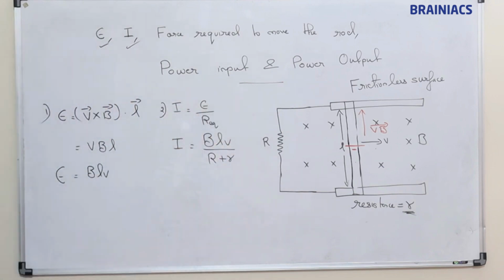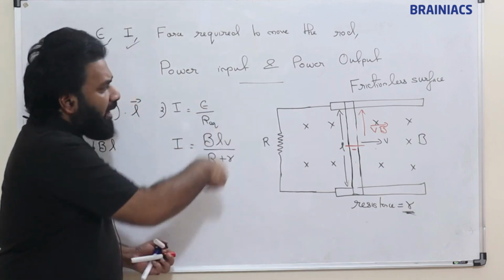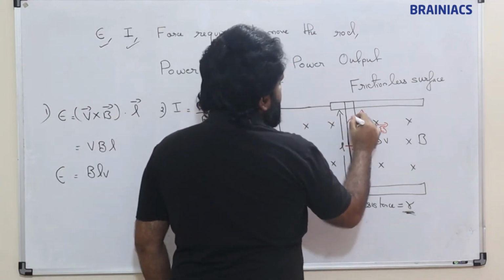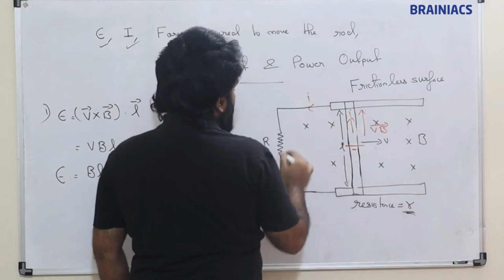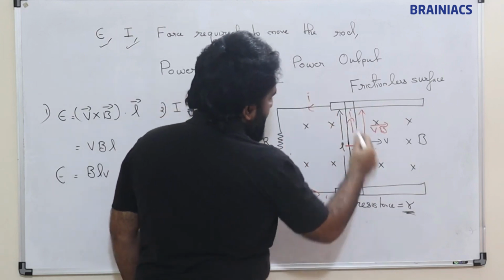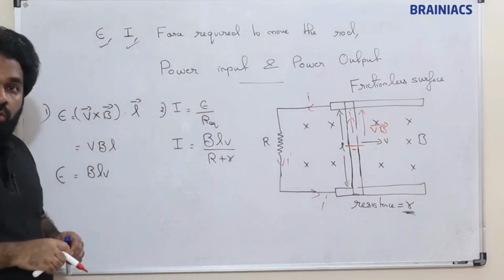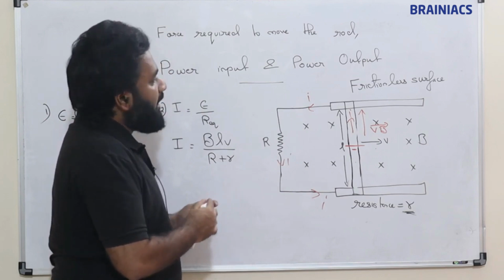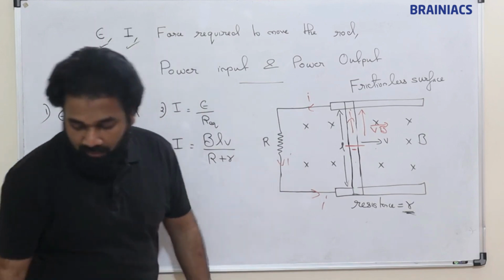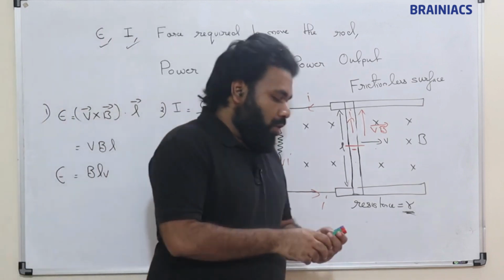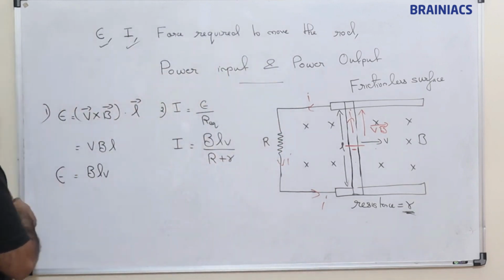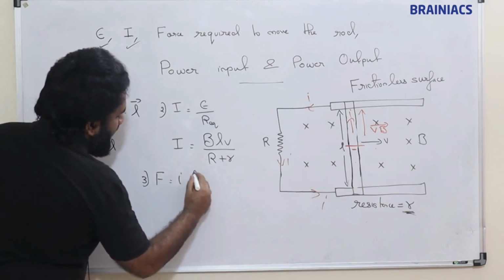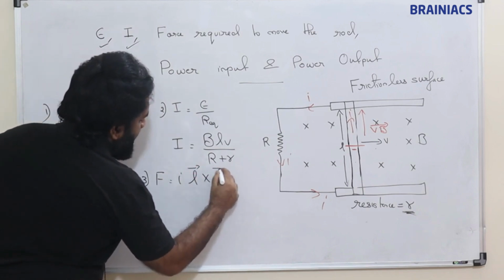Fine. Now suppose a current is moving like this. In this case, what will happen? The current will move in this direction. If current moves in a conductor, a current carrying conductor, it will experience a force. What is the force on a current carrying conductor? Force is I into L vector cross B vector.